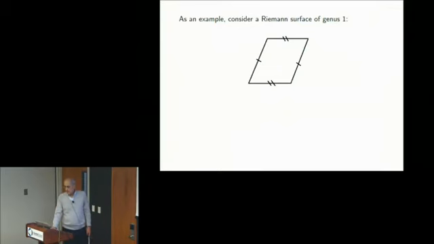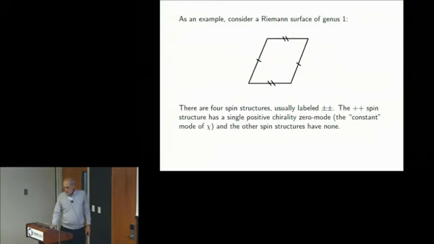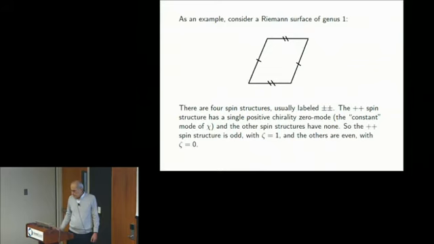As an example, here's a Riemann surface of genus 1. You take a parallelogram and identify opposite sides. There are four spin structures where fermions either change sign or don't change sign under parallel transport from left to right or from top to bottom. And in the plus-plus case, there's a single zero mode, the constant mode, where chi is a constant in the coordinates given by the flat metric on the screen. And the other spin structures have no zero modes because the constant mode wouldn't have the right anti-periodicity. So the plus-plus spin structure has zeta equals 1, and the others have zeta equals 0.